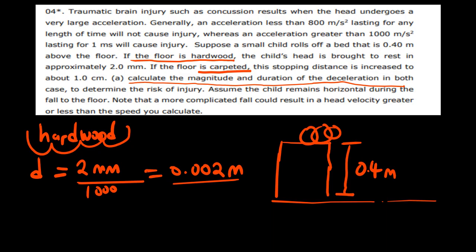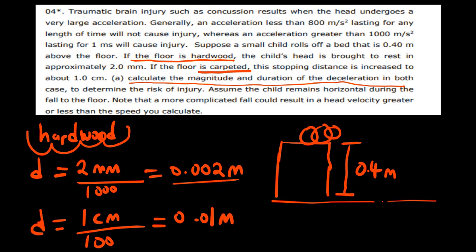Then the distance for the carpet. We've been given 1 centimeter. Let's convert it to meters. When converting centimeters to meters, you just divide by 100, so this will give us 0.01 meters. Now let's calculate the magnitude and the duration for each of these.